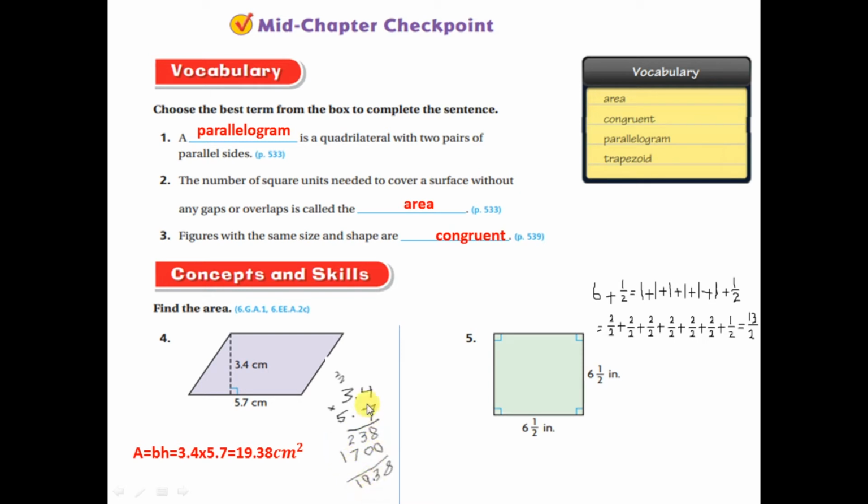Then we count how many places are after the decimal point. We have here 1 place, then another 1, so 1 plus 1 is 2. Put the decimal point after 2 places or 2 numbers, and we put it here. So the answer is 19.38. And don't forget to put the unit.